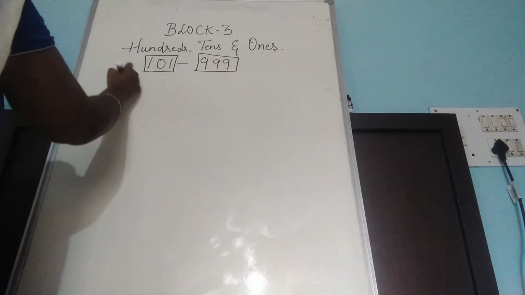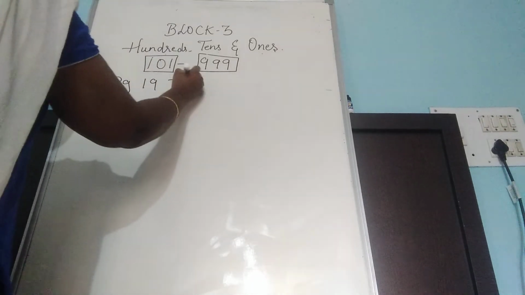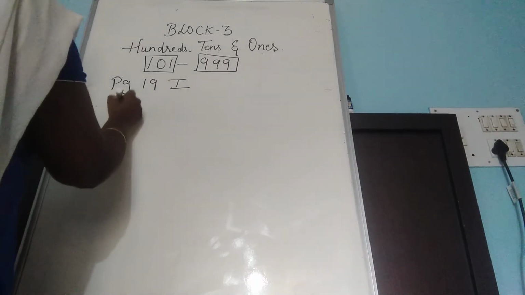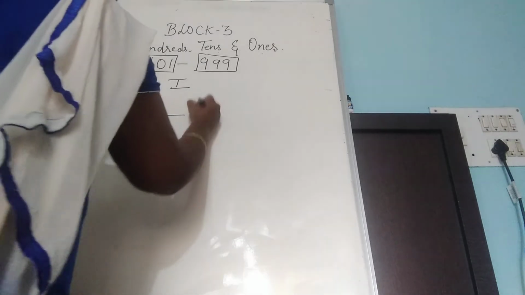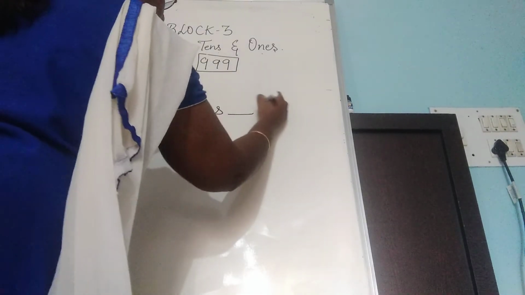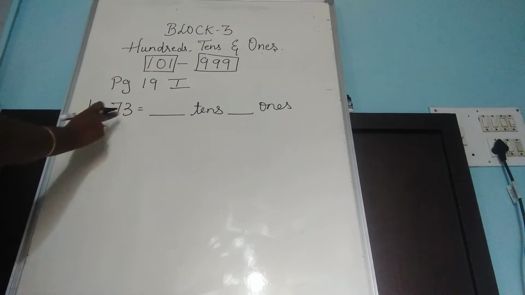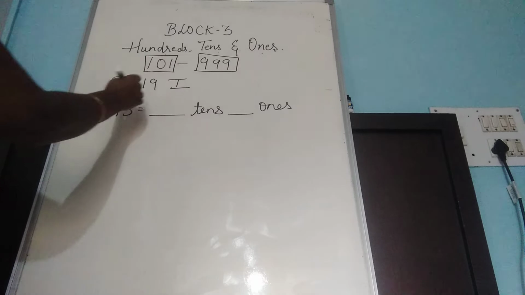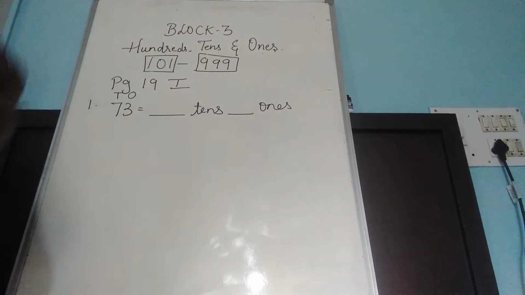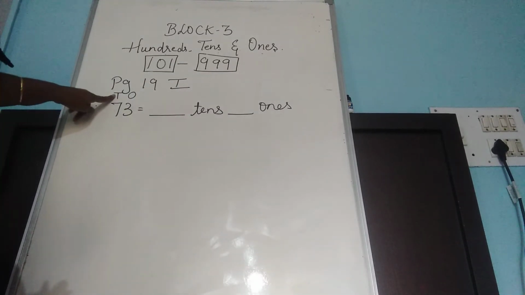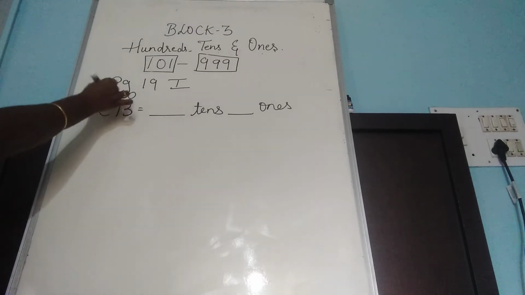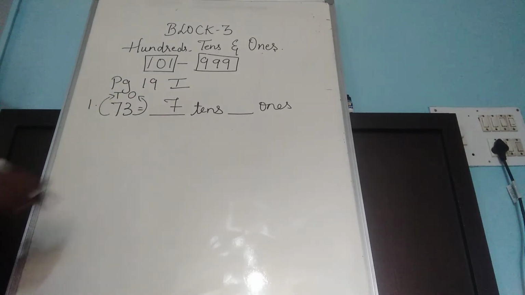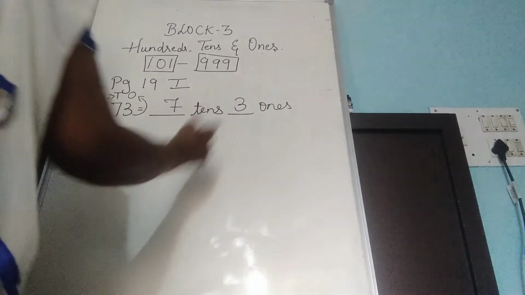So page number 19, first main, fill in the blanks. Here 73 is equal to dash tens dash ones. 73 is a 2-digit number, so a 2-digit number has a 2 place value chart. Write ones, tens, that's all. Now tell me, 7 is in which place? 7 is in tens place, so write here 7 tens, and 3 is in ones place. So 7 tens and 3 ones.